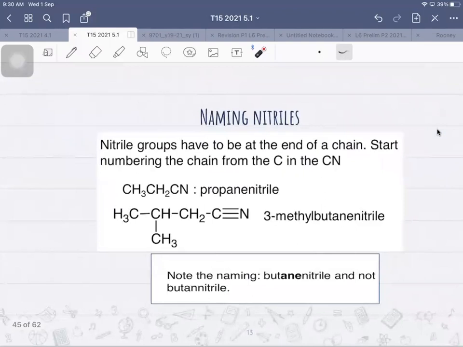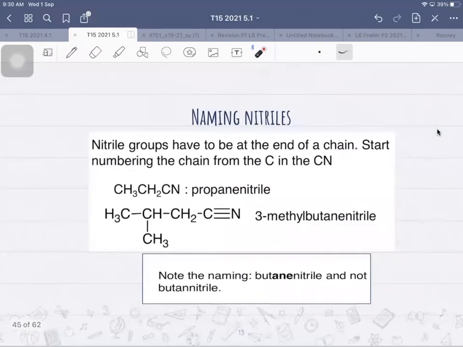Okay, so this is how you name nitriles, but I've already given you the name. The carbon of the CN will be number 1, because that's your functional group. So this is 1, 2, 3. So that's where you have a 3-methyl butane nitrile.